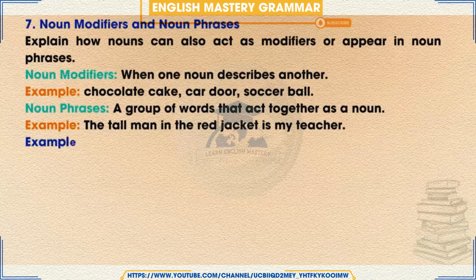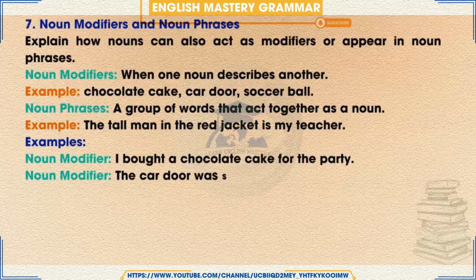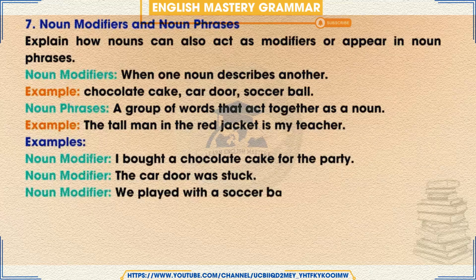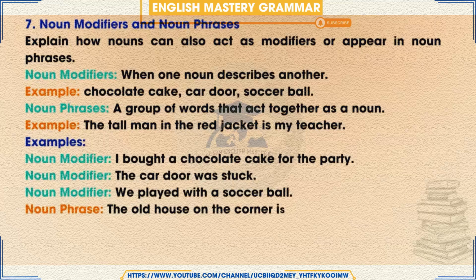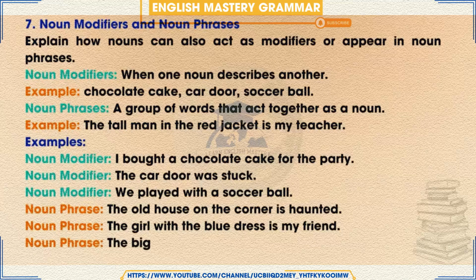Examples: Noun modifier: I bought a chocolate cake for the party. Noun modifier: the car door was stuck. Noun modifier: we played with a soccer ball. Noun phrase: the old house on the corner is haunted. Noun phrase: the girl with the blue dress is my friend. Noun phrase: the big black dog ran across the street.